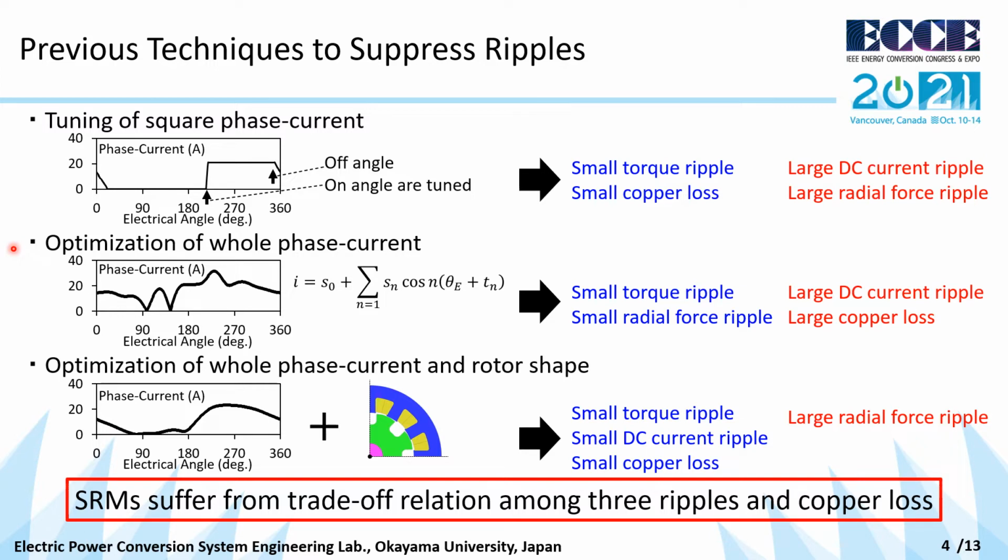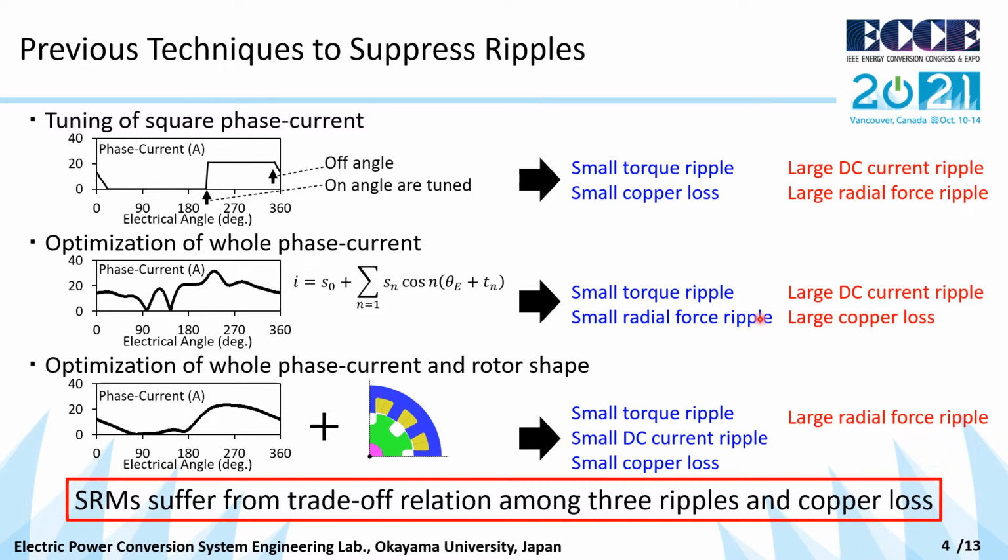Second is the optimization of the whole phase current waveform. This method defines the phase current waveform like Fourier series and optimizes the Fourier coefficients to minimize the torque ripple and radial force ripple. As a result, the small torque ripple and radial force ripple are achieved. However, this method is not sufficient because large copper loss and DC current ripple are generated.